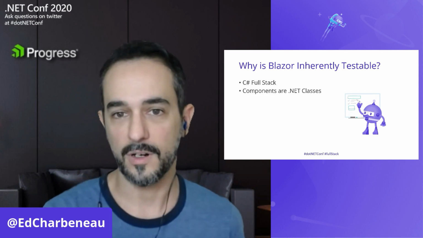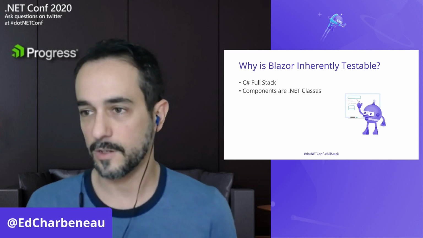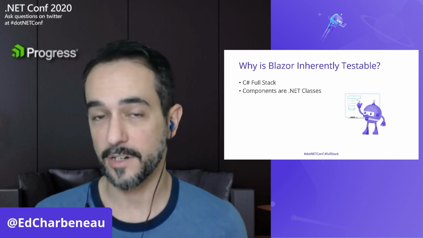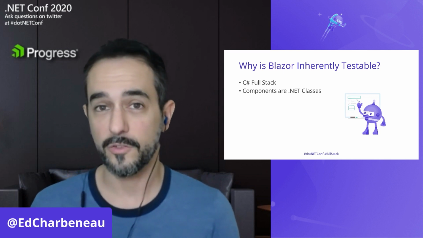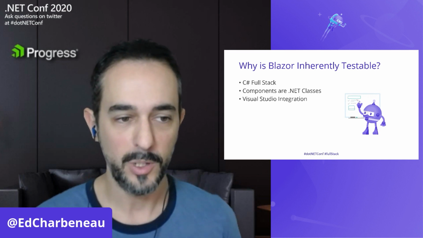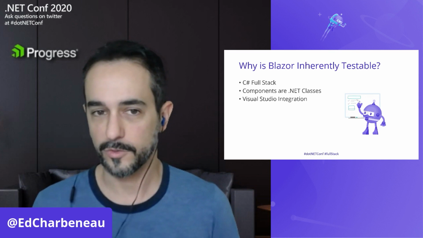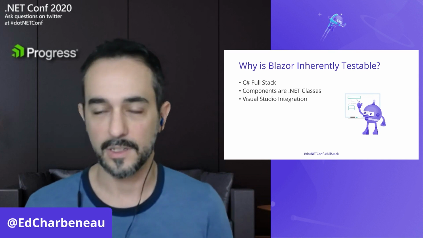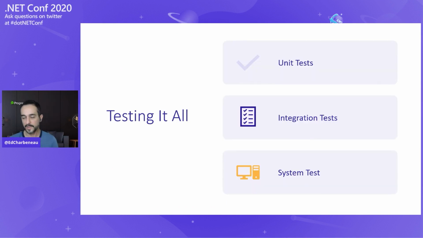So we can use the testing tools that we're used to to test not only the front end, but our shared and back end layers as well. Also, Blazor components themselves are just .NET classes, so there's a lot that we can do around testing components in Blazor. And Visual Studio integration is absolutely wonderful with unit testing in general. So we have that right out of the box for our front end of the application, where we're not used to having all of that power. So we're going to talk about testing it all today.